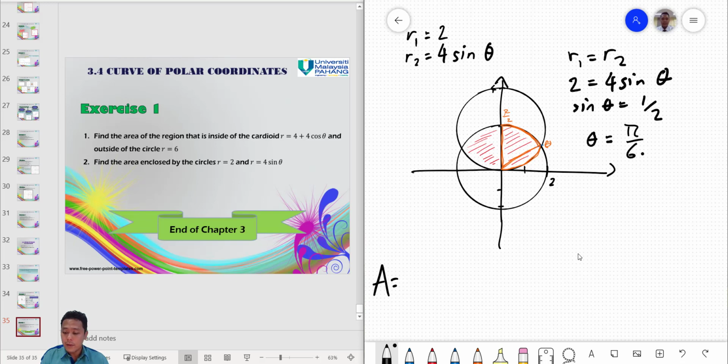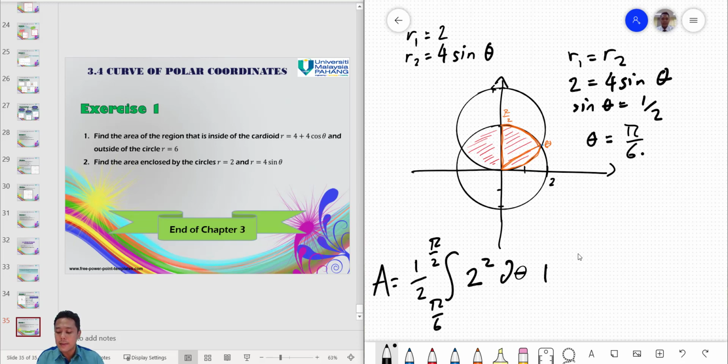So we start with the first area at the top. It will be half, from pi over 6 until pi over 2, for r1, 2 squared d theta. And for this example, you need to plus. Not all examples must be minus, by the way. Sometimes it involves plus, and a very good imagination there.